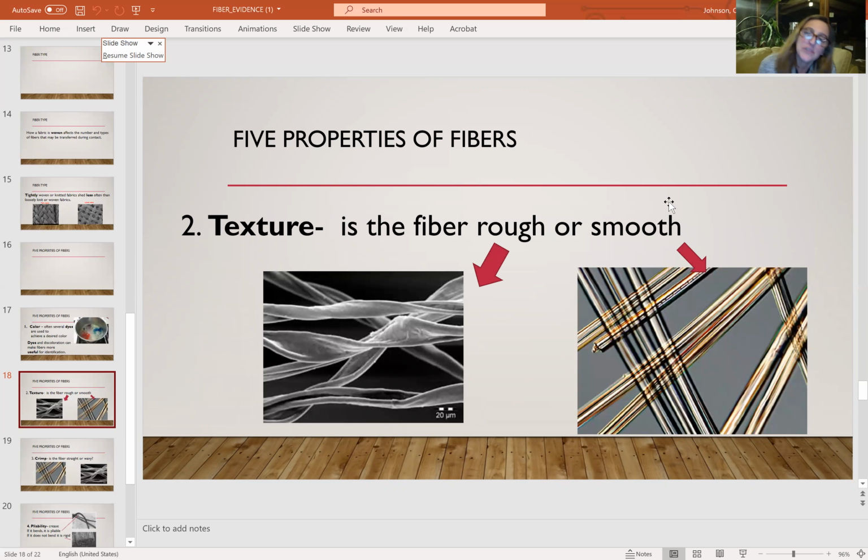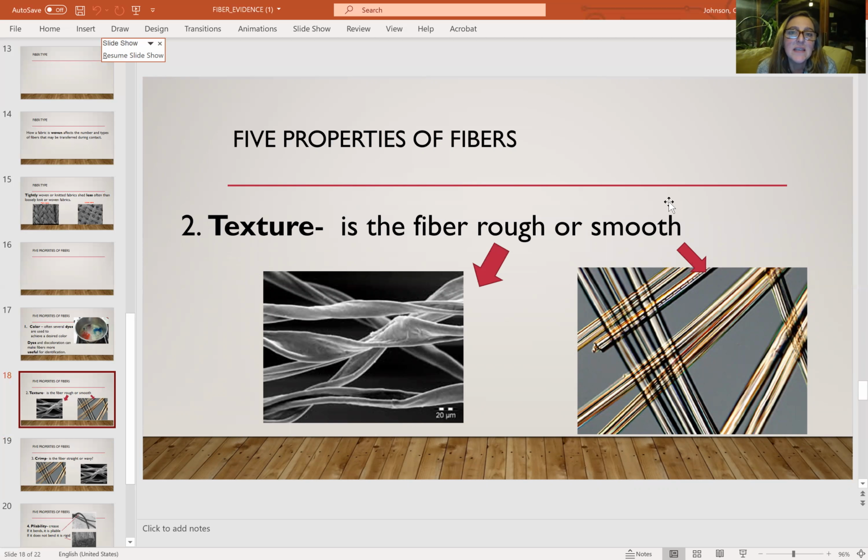The next property, so the first was color. The second property is going to be the texture. Is the fiber rough or is it smooth? If you like to wear wool, well, sometimes wool can have kind of an itchy feel to it. That itch is the texture of the wool fibers. Now keep in mind, wool is actually the fur or the hair of whether it's alpaca or sheep.